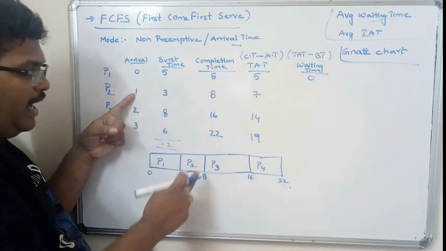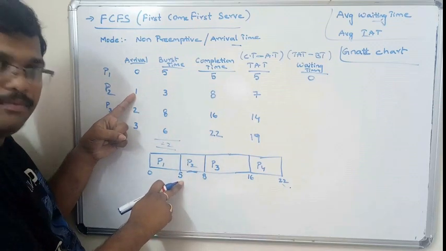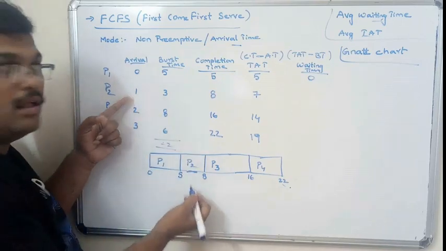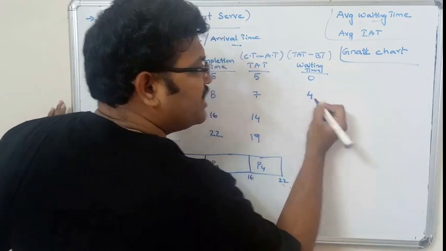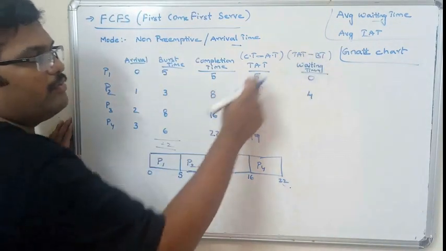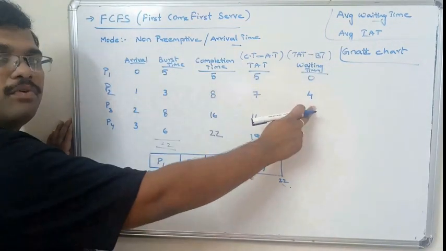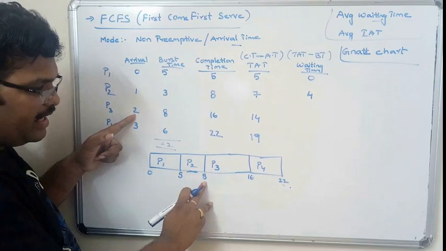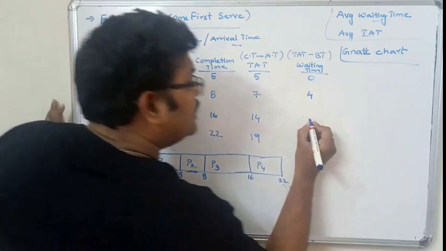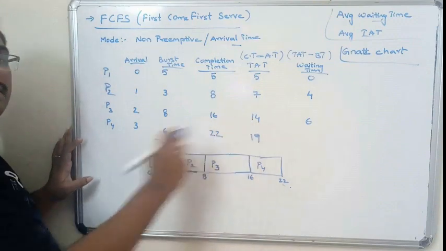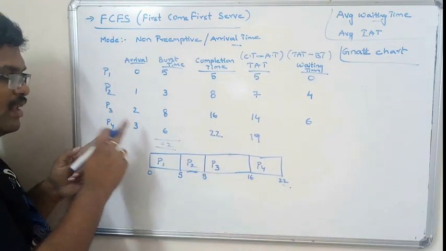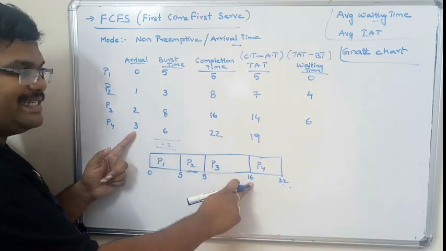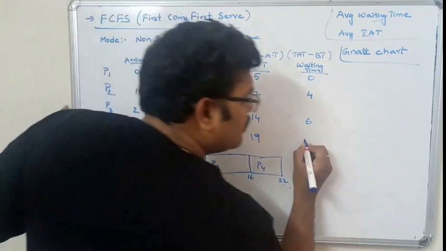Coming to the second process, it arrived at 1 and was allocated to the CPU at 5, right? P2 is allocated at 5, it arrived at 1. So 5 minus 1, that means 4. 4 milliseconds P2 has waited. According to the formula, 7 minus 3, it's 4. Next, P3 arrived at 2 and the CPU is allocated at 8. So 8 minus 2, 6. So here 14 minus 8, 6. Next, P4 arrived at 3 and here the CPU is allocated at 16. So 16 minus 3, 13.